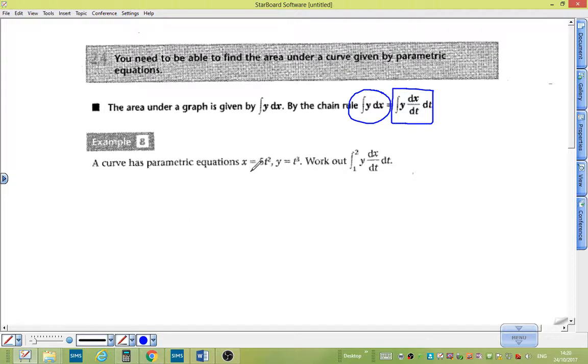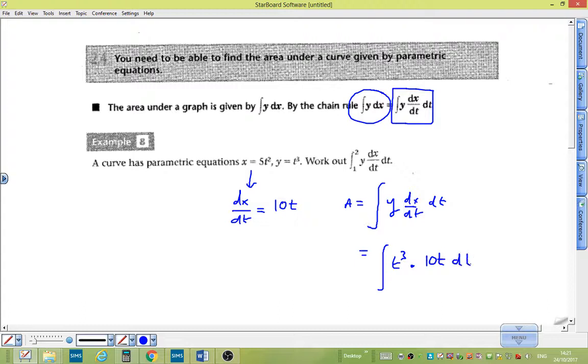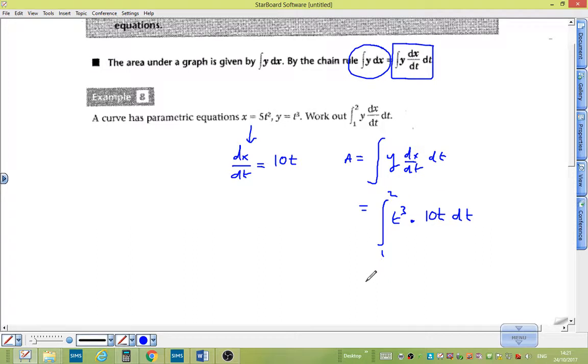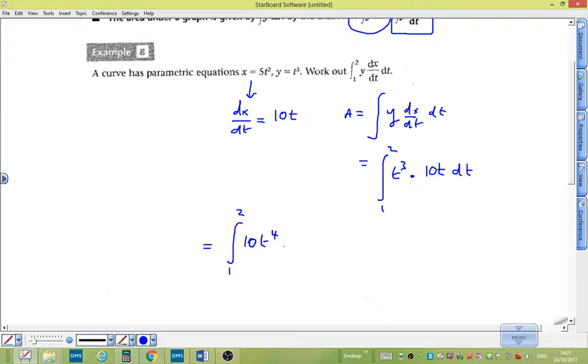So looking at this, we need to find the derivative of x with respect to t. So dx by dt is going to give you 10t. And as you can see, the area is equal to the integral of y dx by dt with respect to t. Well, you can see they've given you the limits already, and these limits are in terms of t already. So it is this times this. So I've got t cubed multiplied by 10t with respect to t, with the limits 1 to 2. So that gives you the integral from 1 to 2 of 10t to the power of 4 dt.